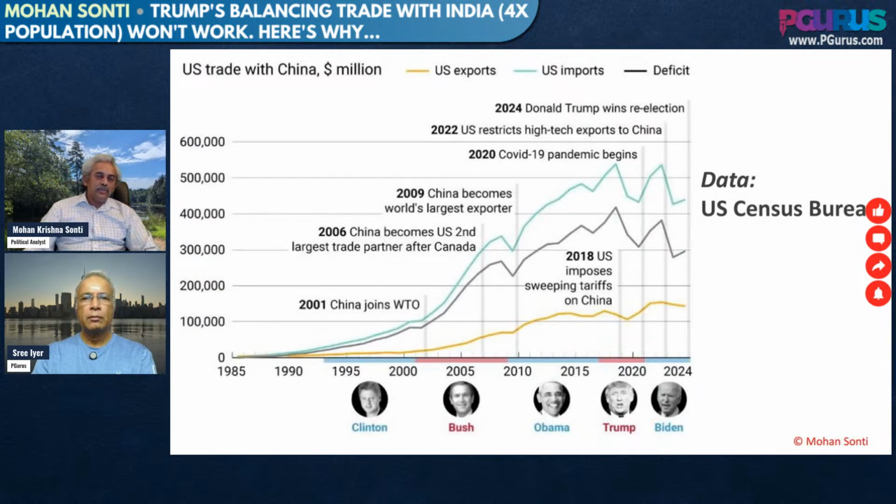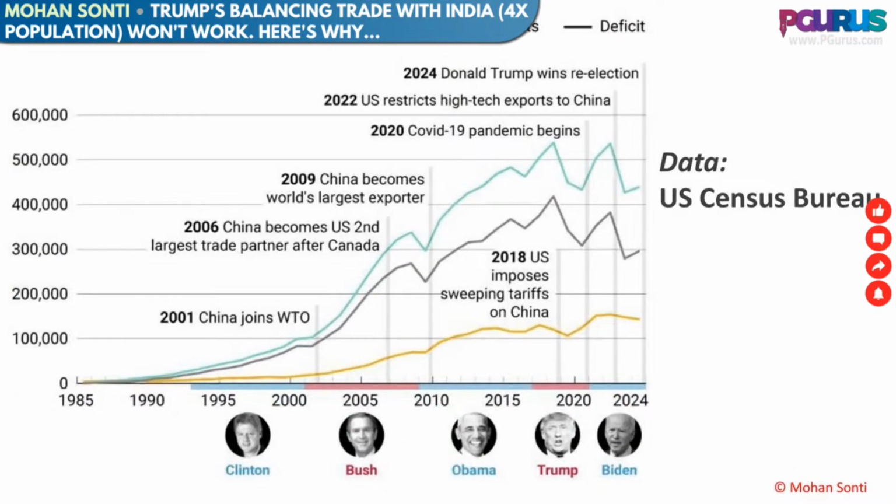The US trade with China in millions of dollars. You see in 1985, we saw the number 6 million, but it started growing, right? And in 2001, China joined the WTO, and you can see how it started dramatically increasing. So it has nothing to do with the governments, right? Clinton government, Bush government, then Obama, Trump, all the way it has been increasing.